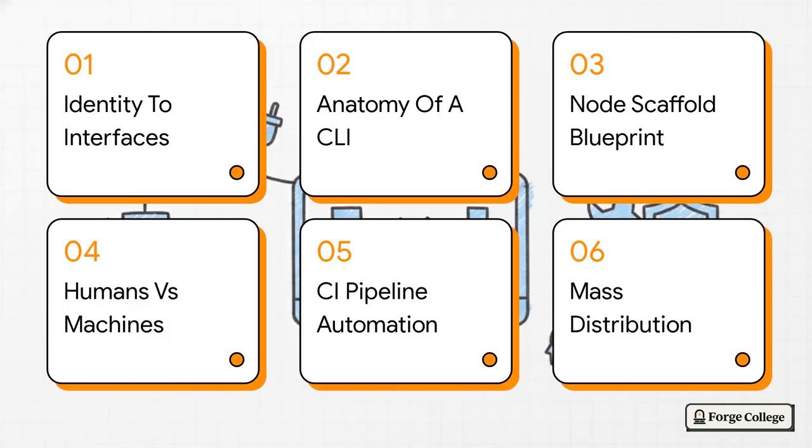All right, here is our engineering schematic layout for today. We're covering 6 key sections. 1. From identity to interfaces. 2. Anatomy of a CLI. 3. The node scaffold blueprint. 4. Humans versus machines. 5. Automating with CI pipelines. And 6. Preparing for mass distribution. Let's get right into it.